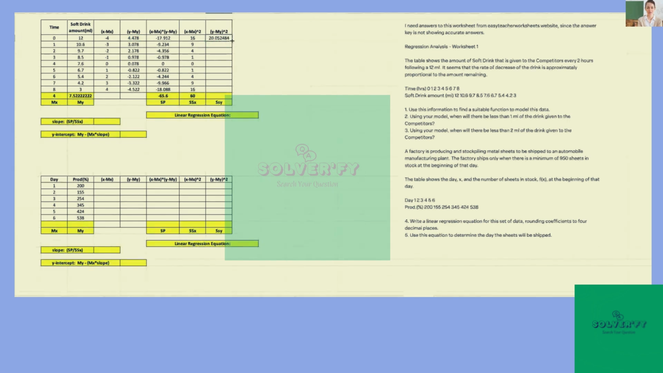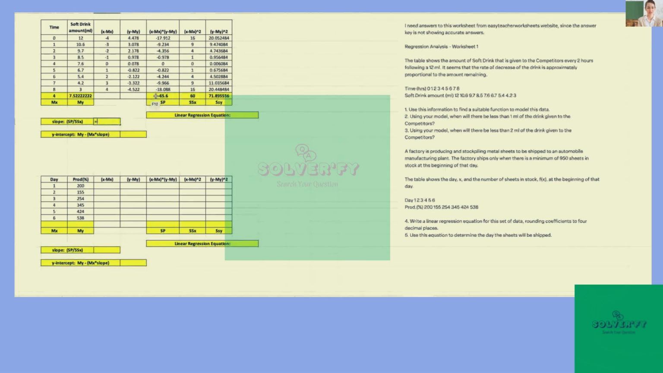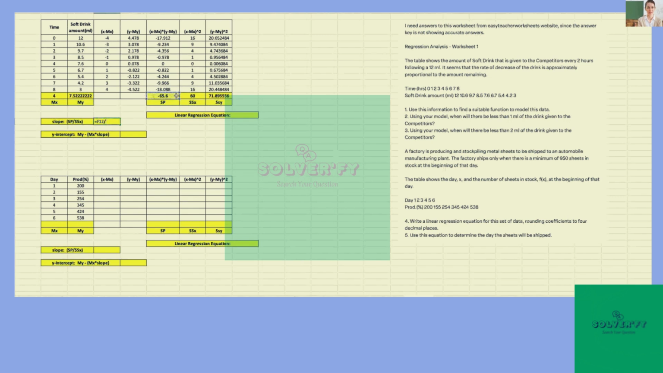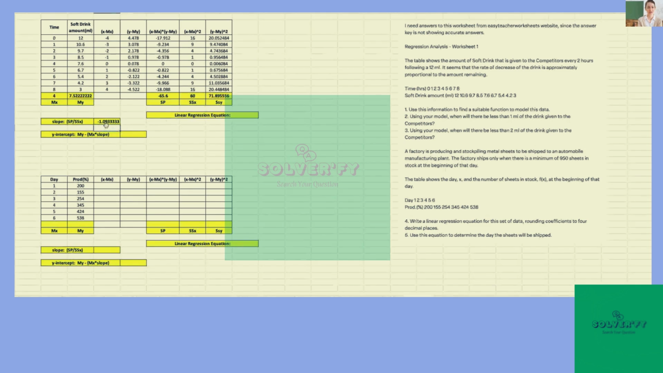And I'm going to drag this down, total up that column. And then to get my slope, I'm going to take the sum of my products and divide it by the sum of the squares of X. And so my slope is negative 1.093 repeating. For my y-intercept, you take your mean of y and you subtract your mean of x times your slope.